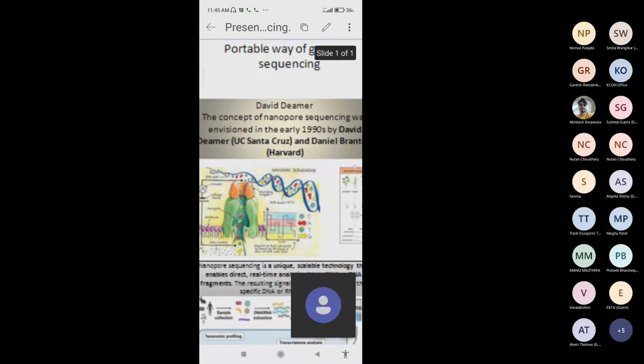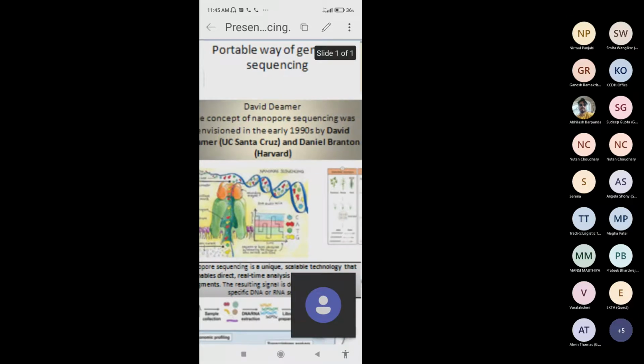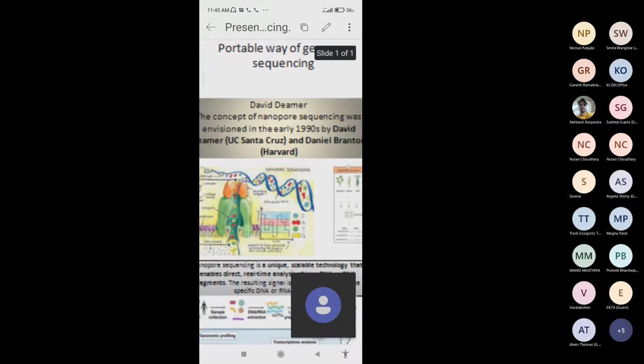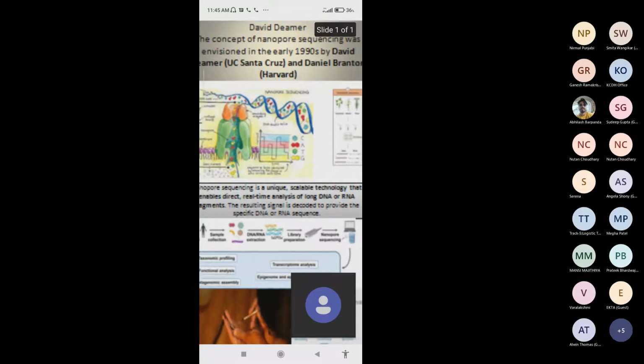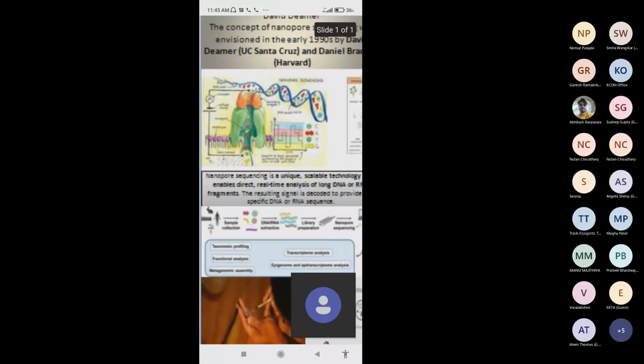In the first slide, David Deamer was the person who developed the concept of the nanopore, and my topic is mainly focused on nanopore sequencing, which was developed in the early 1990s, and it was from Harvard University. Now, in the diagram, we could see that the helical structure of the DNA is being separated, and one sequence of the DNA is being passed through the protein pore.